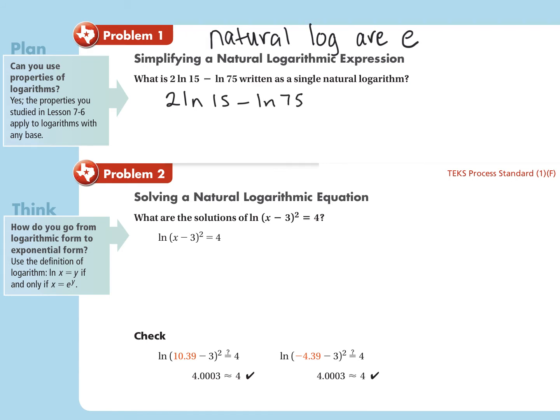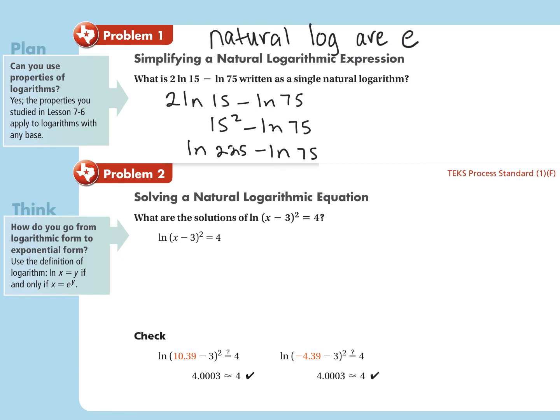So that 2, you can go ahead and make it an exponent. So it's natural log of 15 squared minus natural log of 75. And that would be the power property that we're using there. Now 15 squared is 225, so we have the natural log of 225 minus the natural log of 75, because 15 squared is 225.